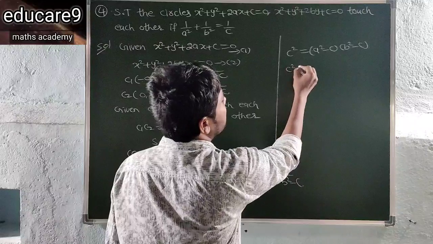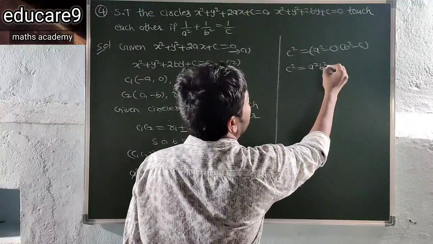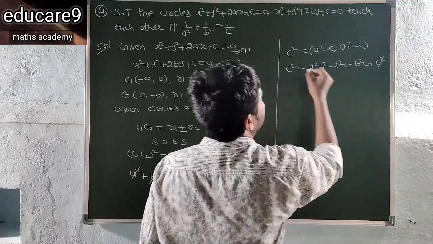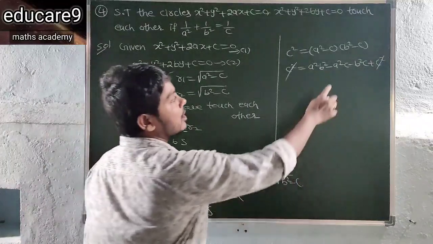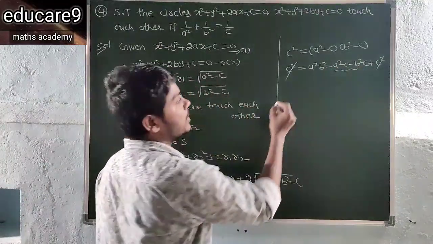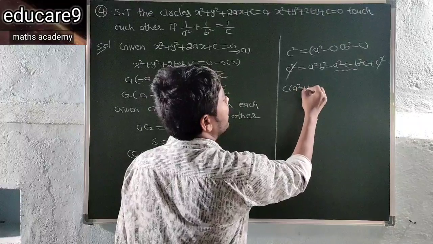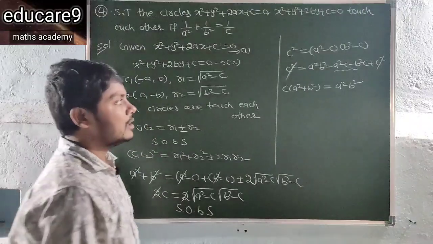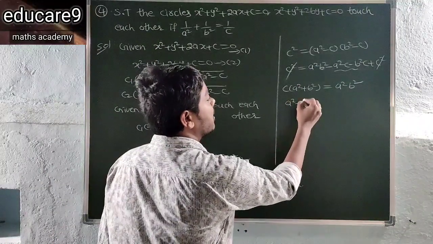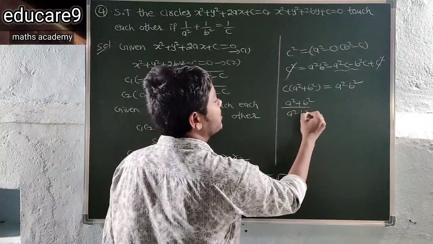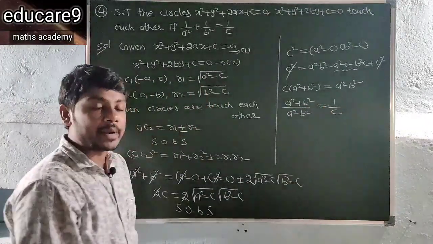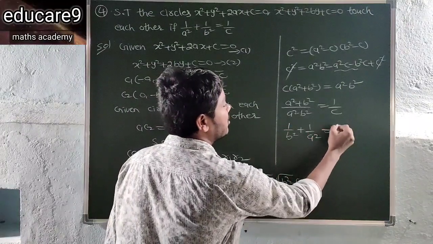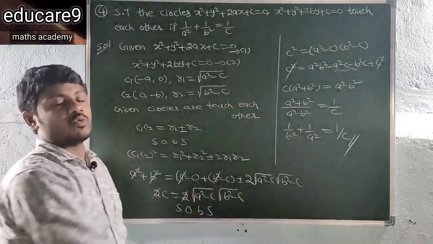Now clearly, this is what? c square is equal to a square b square minus a square c minus b square c plus c square. Again c square gets cancelled. Now sending these two terms to the left side, it becomes c times (a square plus b square) is equal to a square b square. Now again this can be written as (a square plus b square) by (a square b square) is equal to 1 by c. Now separate the terms. So what you get? 1 by b square plus 1 by a square is equal to 1 by c. So this is the required condition.